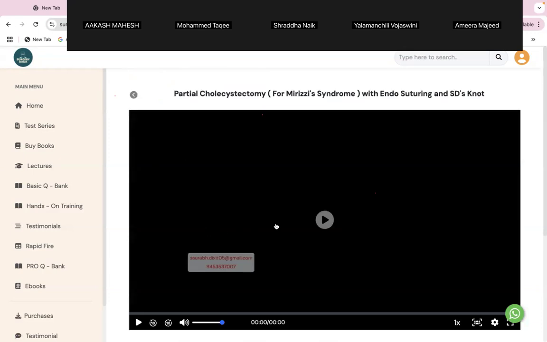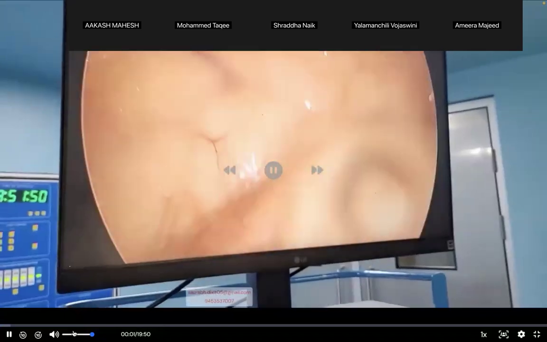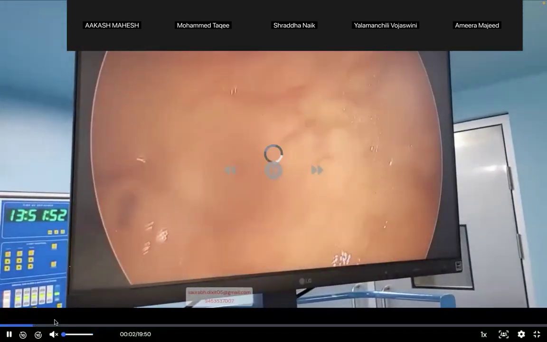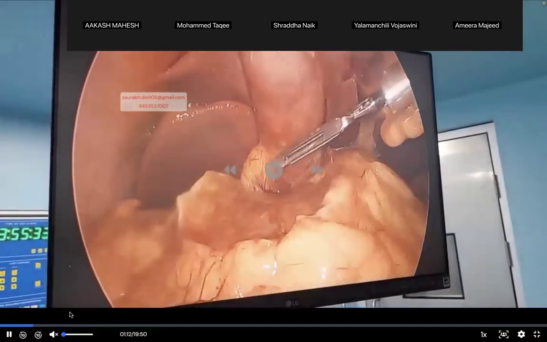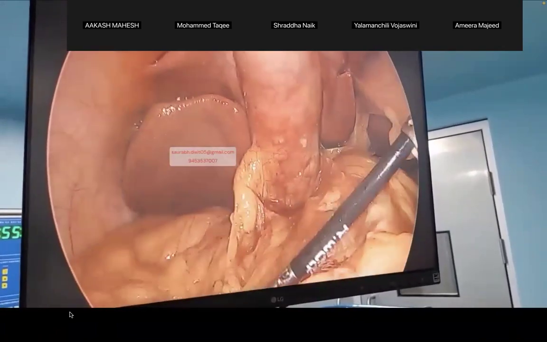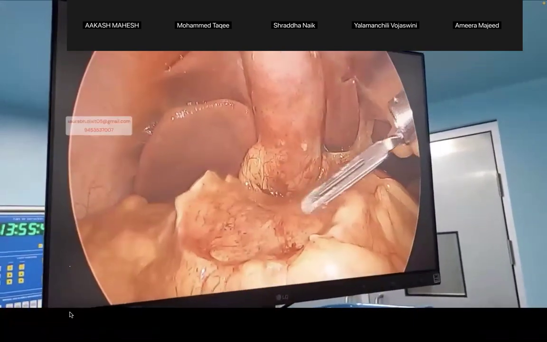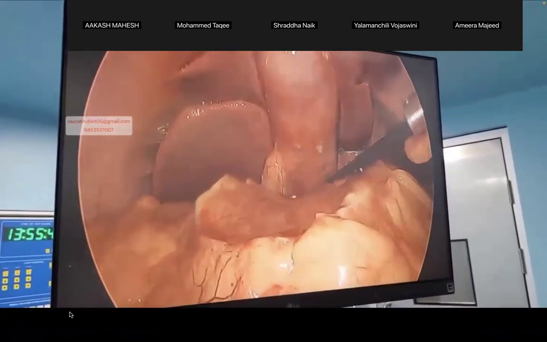Just see, this is a Mirizzi syndrome case. Mirizzi syndrome is again a very interesting case that we have. So just try to understand. Again, I'll go quickly inside so that you don't miss out a lot of things. So this is classically a dangerous gallbladder. Try to understand, everything is caked here, and still you are not having any view. Proper view is not there.